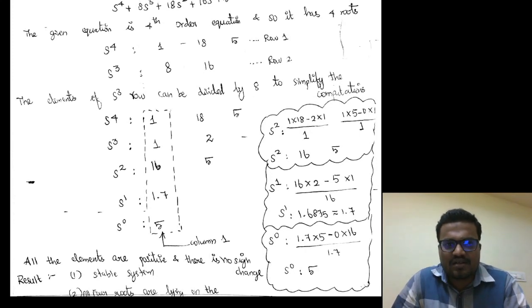Like that, all the problems are calculated by using the first column. And if the sign has changed, then the system will be an unstable one, and if the sign is changed, it will be located in the left half of the s plane.